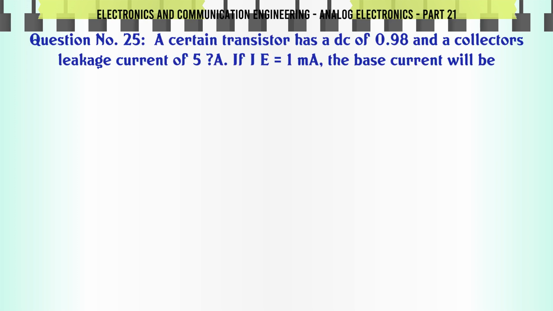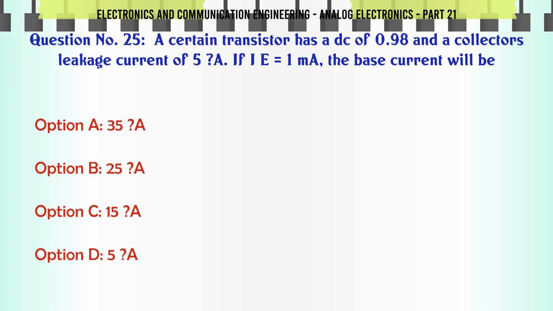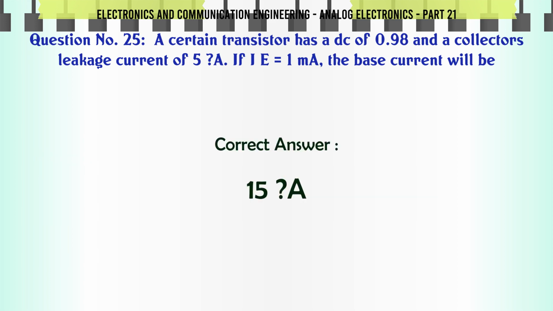A certain transistor has a DC alpha of 0.98 and a collector's leakage current of 5 microamps. If IE is 1 mA, the base current will be A. 35 microamps, B. 25 microamps, C. 15 microamps, D. 5 microamps. The correct answer is 15 microamps.